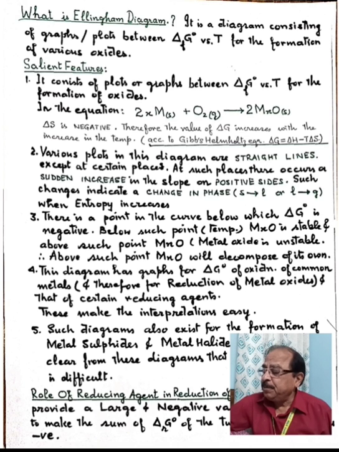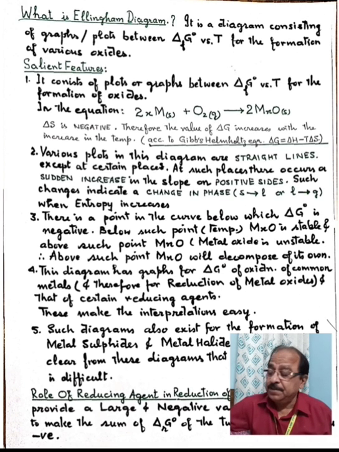So the next point is this, that this diagram has graphs for delta G of oxidation of common metals. And if we reverse it, we can say that these are the graphs for reduction of metal oxides. And then there are graphs of certain other reducing agents also. So you will see I've already listed the various metals, and they are getting converted into their oxides, and the graphs are for them. And also the graphs of certain reducing agents like carbon monoxide, etc., are also given.